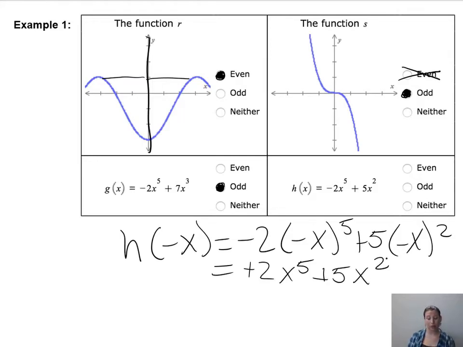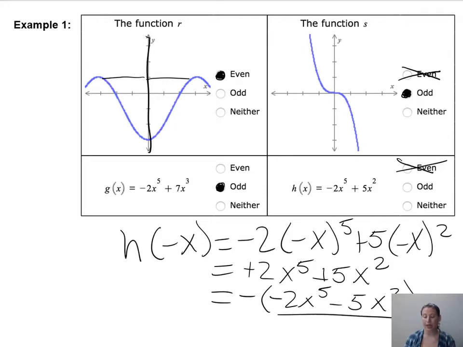That means, okay, what happened? If we look at it, it's not the same as what it originally started as. So that means it's not even symmetry, because remember, even symmetry is f of x equals f of negative x. So it's not even. We can kind of cross that option off. Okay, is it odd? Did it completely change? So let's try factoring out a negative. If we pull a negative out of both, that makes it negative 2x to the 5th minus 5x squared.